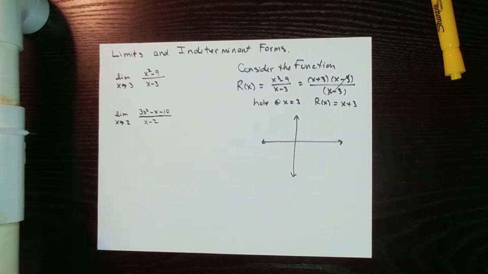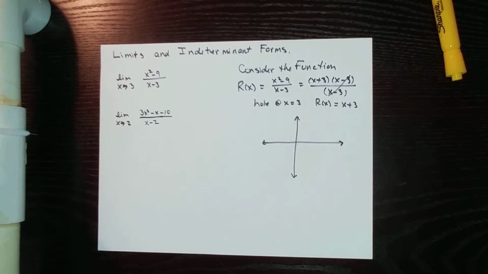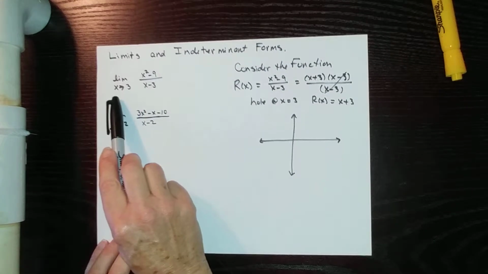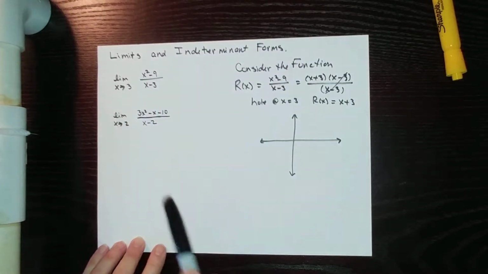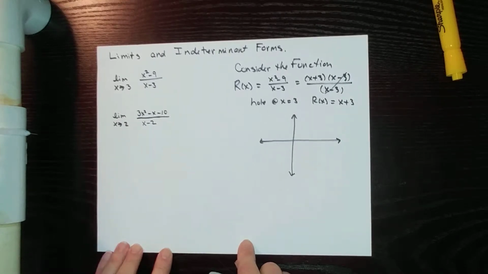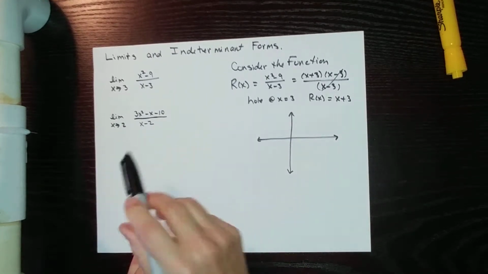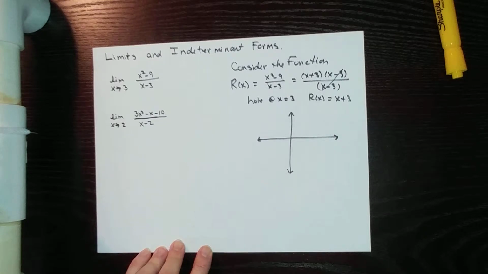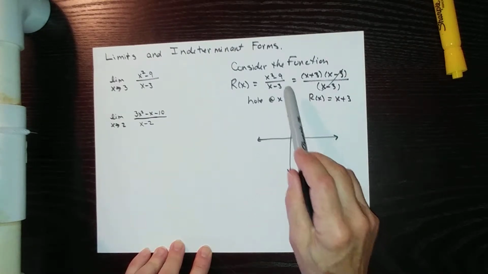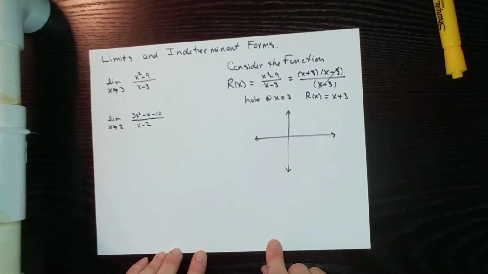Okay, this is a different discussion about limits. This time we don't have a graph. They're just going to give you something like this: the limit as x goes to 3 of x squared minus 9 over x plus 3. But in order for you to see how I'm going to approach this, I am going to consider what if we had this rational function, x squared minus 9 over x minus 3.